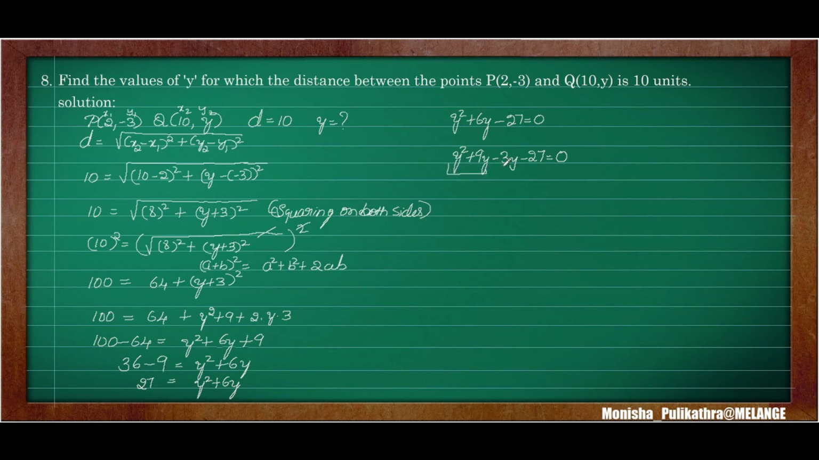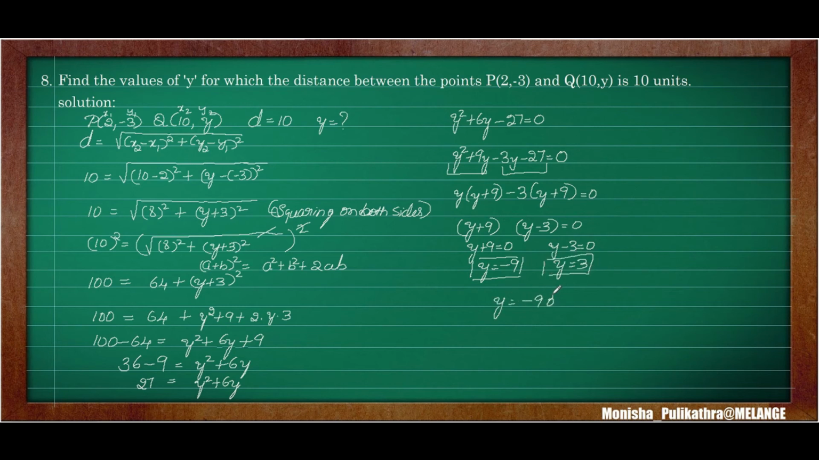So we need to take common factors from these two separate groups. Here y is common, the remaining is y plus 9. Here I can take minus 3 as common, then the remaining is y plus 9 itself. So next we need to equate it to 0. That is y plus 9 is equal to 0. Therefore y is equal to minus 9. And the other one is y minus 3 is equal to 0, y is equal to 3. So the value for y is minus 9 or 3. Both are the answers.